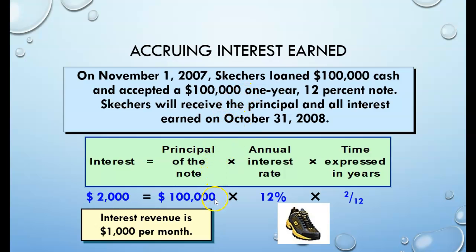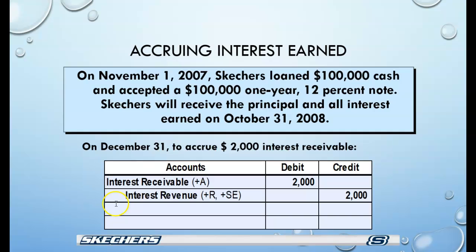So here's the principal of the note, $100,000 times 12%. That's $12,000 a year. There are 2 months that we're talking about. So the interest that we have earned is $2,000. The interest revenue is $1,000 per month, right? We earn $1,000 per month. So the way we would write this adjusting journal entry at the end of December is that the interest receivable is $2,000 and the interest revenue is $2,000. We have earned it. We are owed the money. We have not gotten it yet.